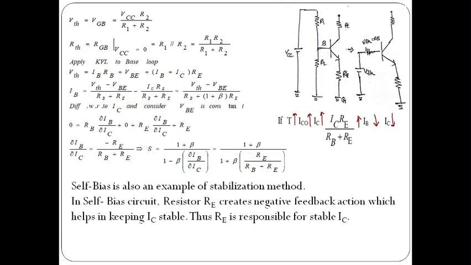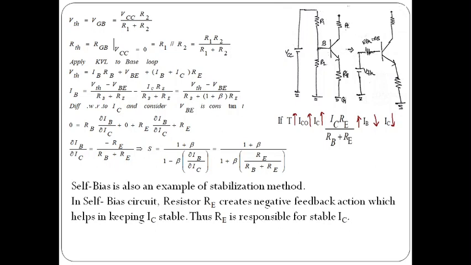So now we need to differentiate with respect to IC. Why? Because when we know ∂IB by ∂IC, then we can calculate the stability factor S. So in this, we consider ∂IB by ∂IC equals minus RE by RB plus RE. Then the stability factor equals (1 plus beta) by 1 plus beta into RE by RB plus RE.